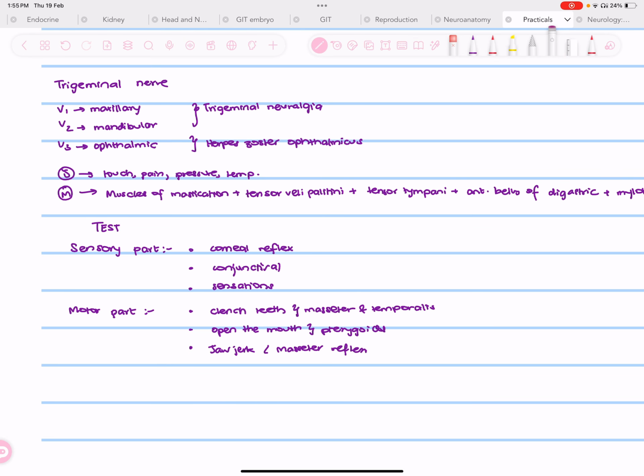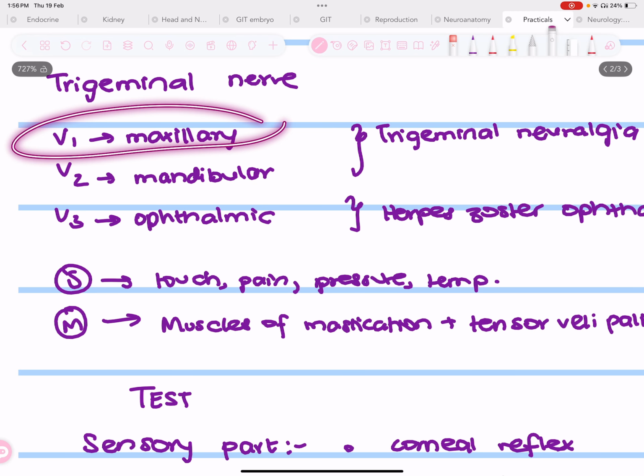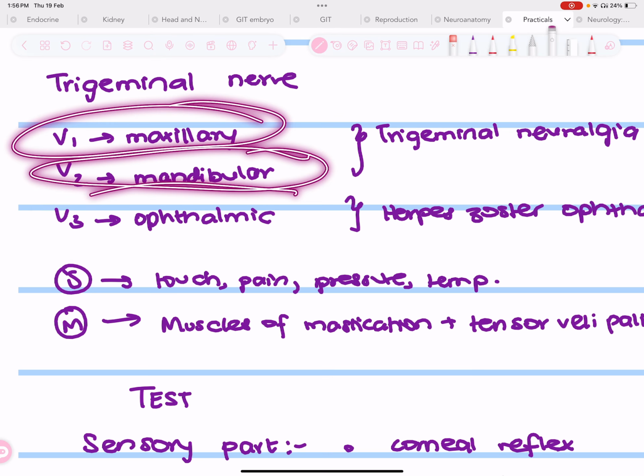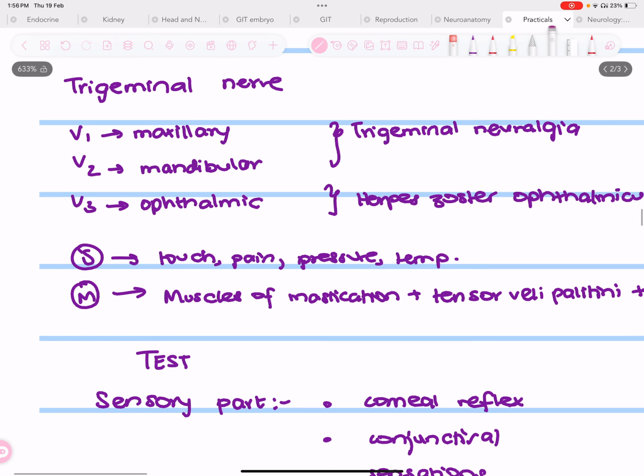Now, the sensory root passes through the trigeminal ganglion from which emerge the three branches or three divisions. You have maxillary, mandibular, and ophthalmic division. The maxillary division normally comes out of the foramen rotundum, and the mandibular division comes out of the foramen ovale, right? And then you have the ophthalmic division.